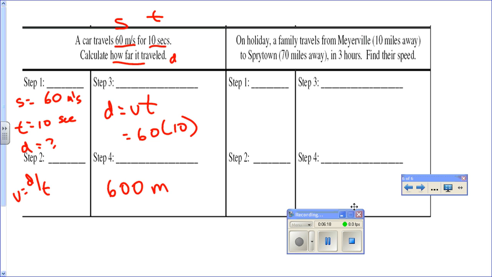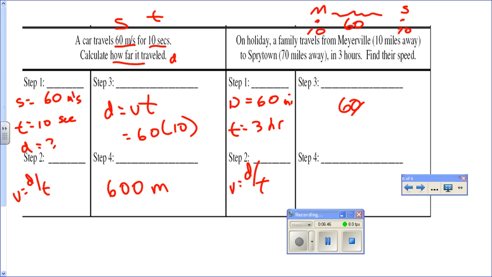Okay. So this one's a little bit bizarre. What it's trying to say is here's Meyerville. It's at the 10 mark. And here's Sprytown. It's at the 70 mark. So the distance you're going to travel is 60. So your distance is 60. And your time is 3 hours. So V equals D over T. 60 over 3. That's 20. And it's miles per hour. All right, good luck.